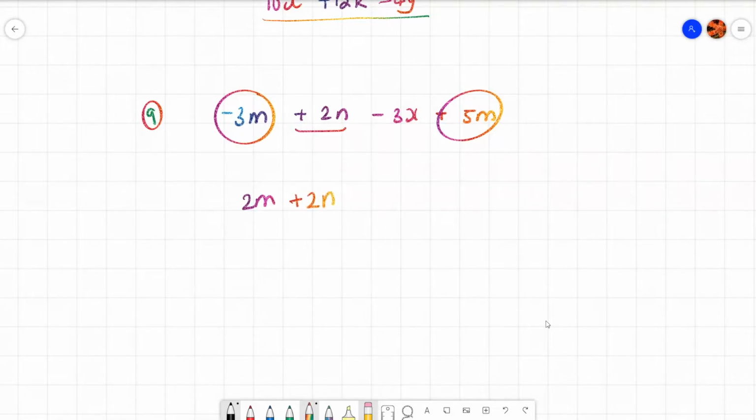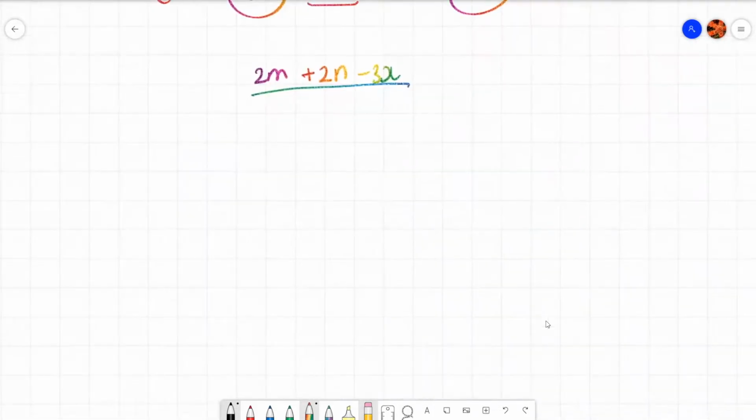And I've got a minus 3x there, but again, there's no other x's here. I can't add anything onto it, so it's going to stay as minus 3x. And again, at the end, I can't add these together because I've got 2m plus 2n minus 3x. They are different. They can't be added or subtracted together. Therefore, the answer stays as this. Okay. Let's have a look at another example before we move on to slightly harder ones.